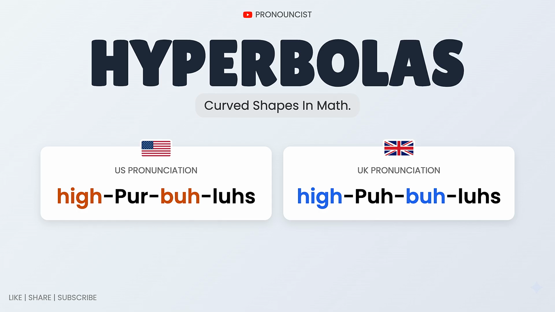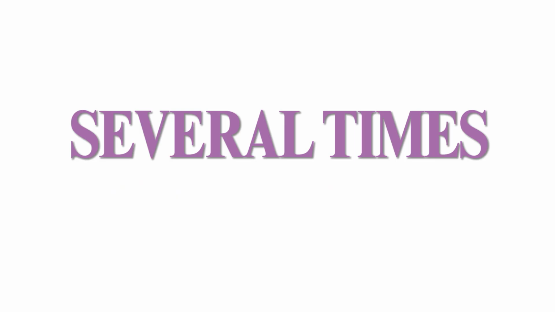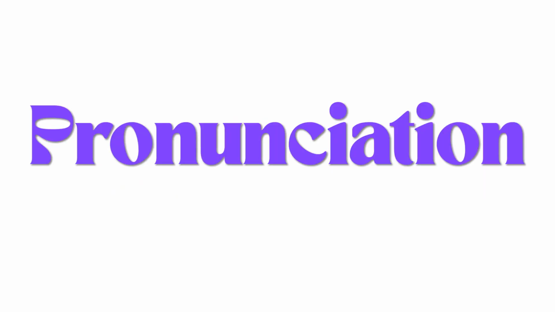Hyperbolas, hyperbolas. Practice repeatedly and you'll soon be able to say this word perfectly. The best way to practice is to repeat the syllable multiple times. The meaning of the word is curved shapes in math. Try repeating this word several times to improve your pronunciation.